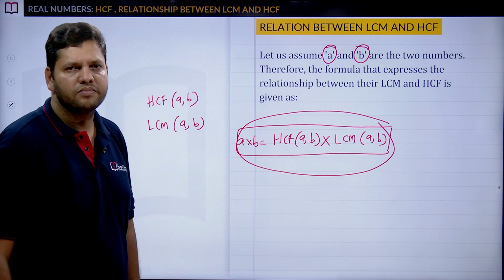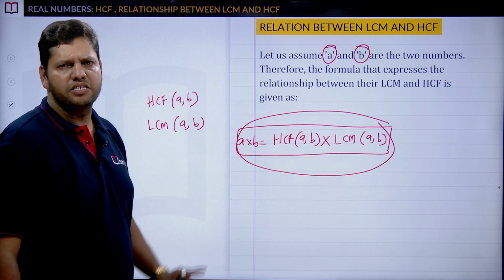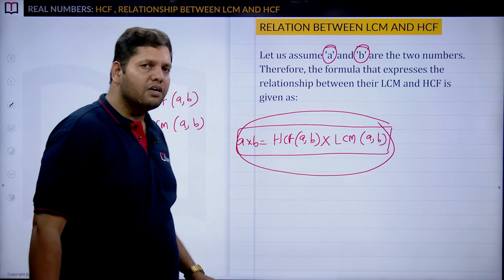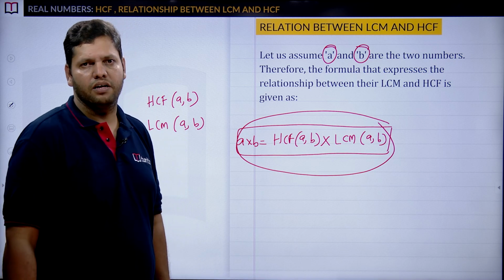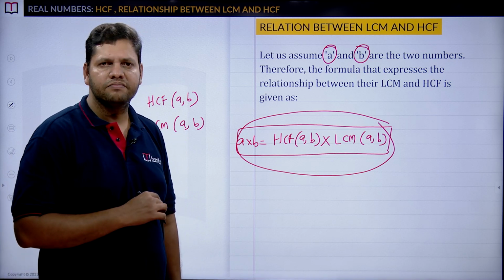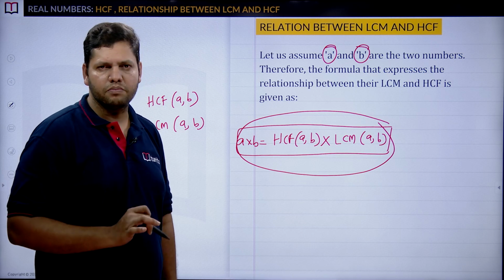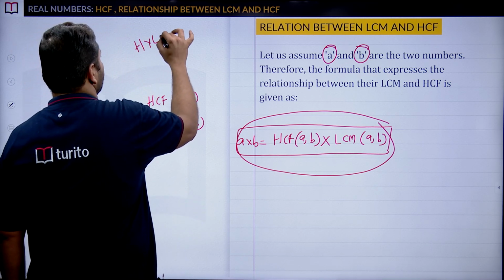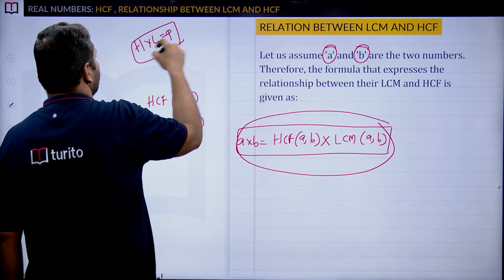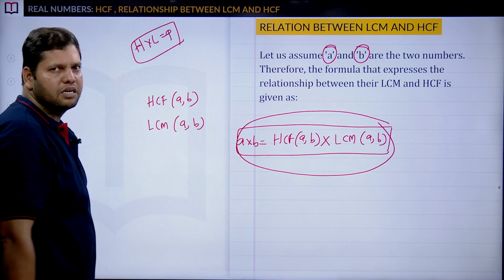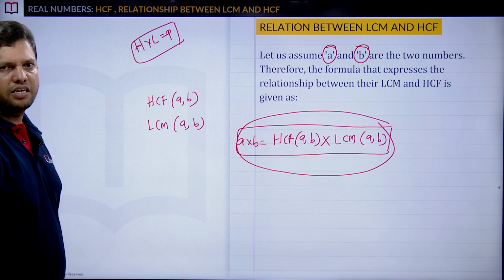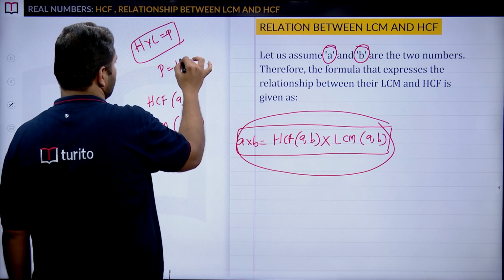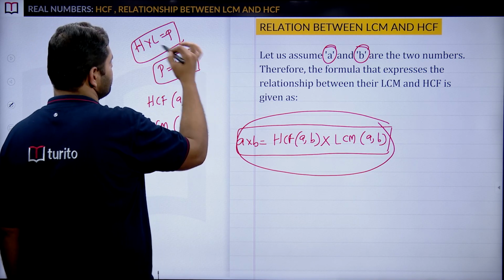Clear, children? Very simple, children. LCM into HCF is equal to the product of the numbers. So that is a relationship between the LCM and HCF. Any doubts regarding this? Formula is very simple, children. You can write directly also H into L, you can write as P. H means HCF, L means LCM, P means product. HL is equal to P. Otherwise, P is equal to HL. Like that also you can write.